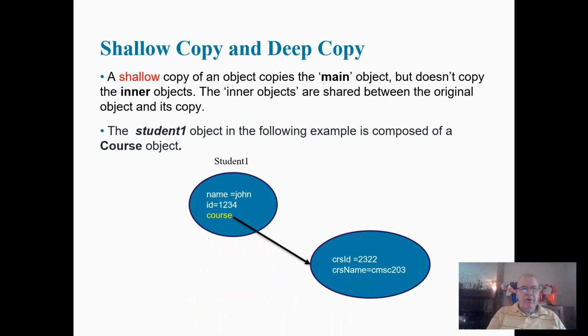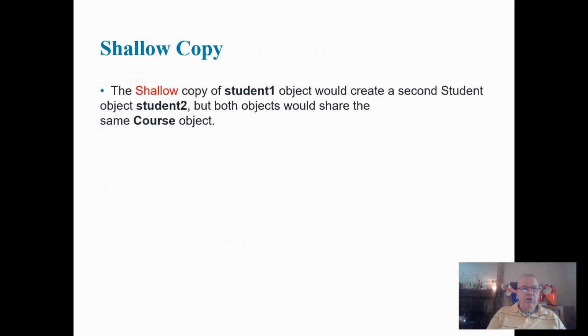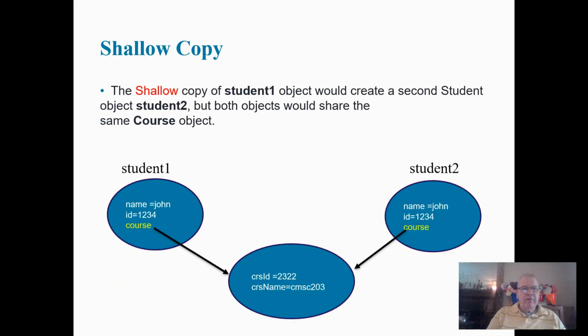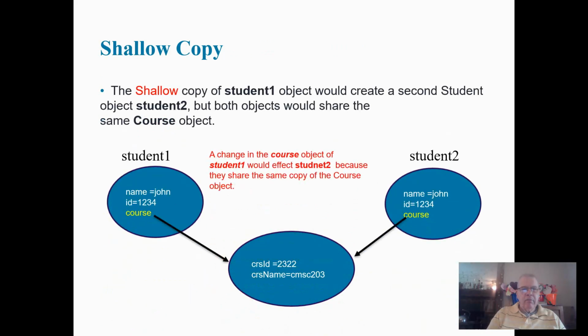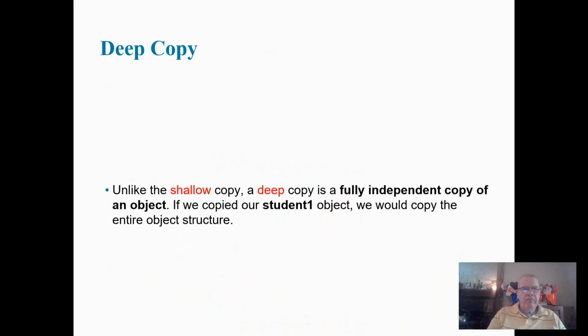So here's an example of how that looks. A shallow copy creates a second student, student 2, but both objects share the same course object, like this. And if you changed the course in student 1, it would affect student 2 because they share the same copy.